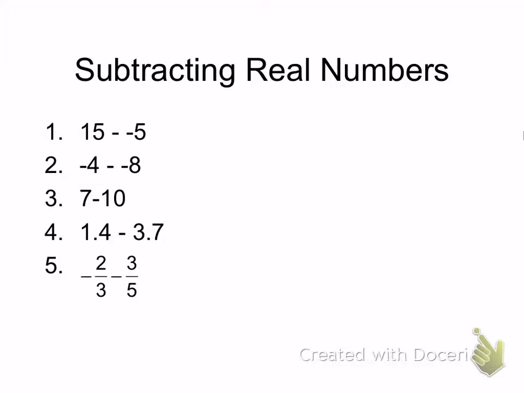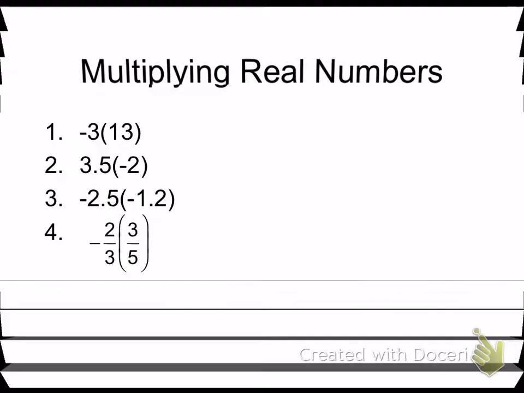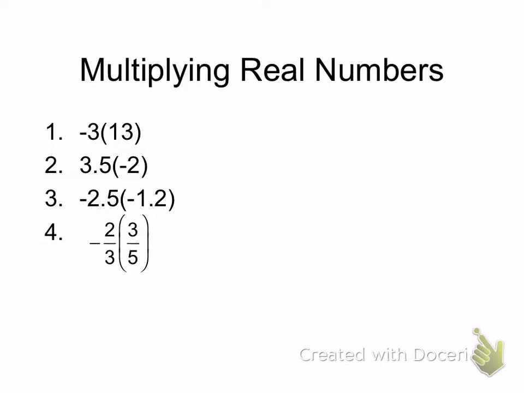Remember when we have double negatives, that really is a positive, right? Subtracting fractions, same thing. Multiplying fractions with signs. Remember, if there's an odd number of negatives, the answer is going to be negative. If there's an even number, it will end up being positive.